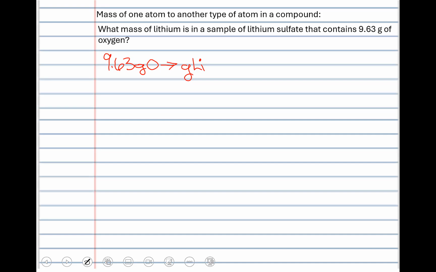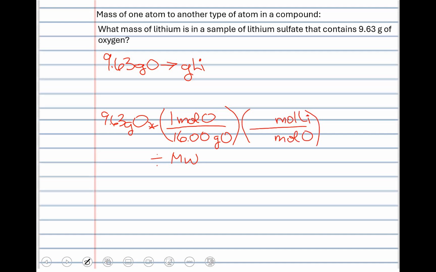So let's start by writing 9.63 grams of oxygen. And of course, we know from the periodic table that 1 mole of oxygen is 16 grams of oxygen. So you notice in this first step, we're going to divide by the weight of a mole of oxygen atoms. Our next job is to get from moles of oxygen to moles of lithium.